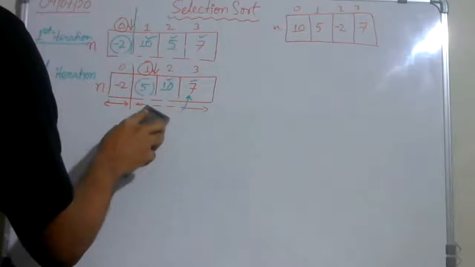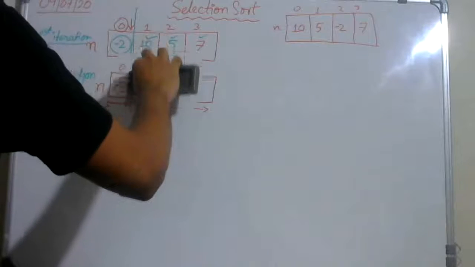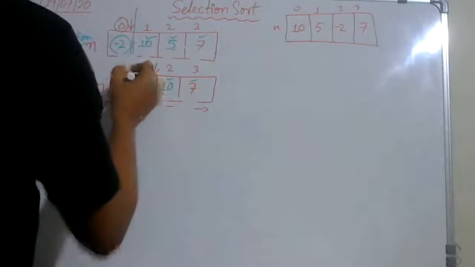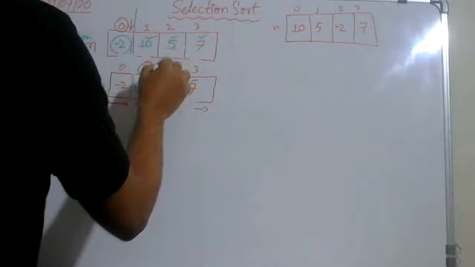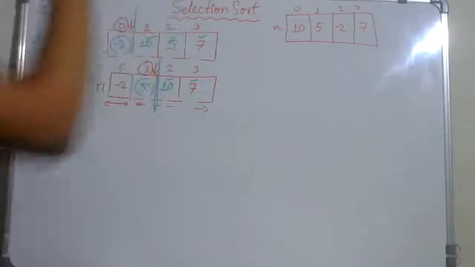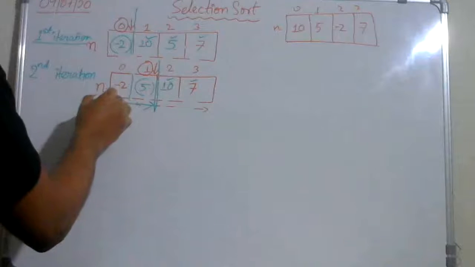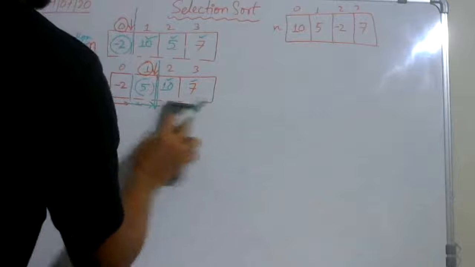So now we have the array sorted up till the second position. The array now is sorted up till this particular position. So this part is sorted. This particular part is sorted. So let me write it down neatly.